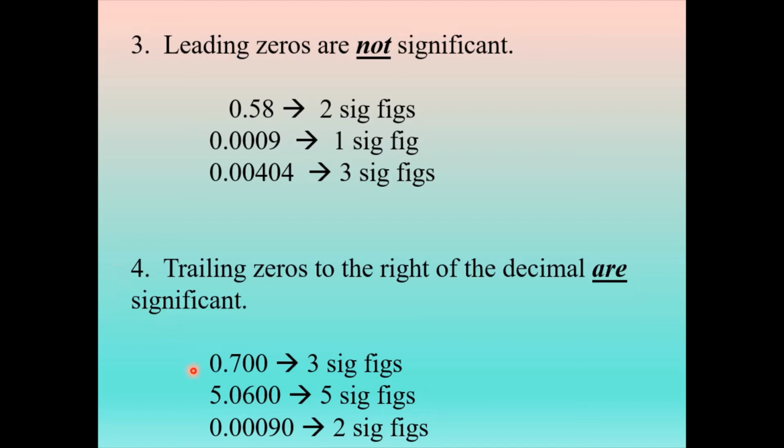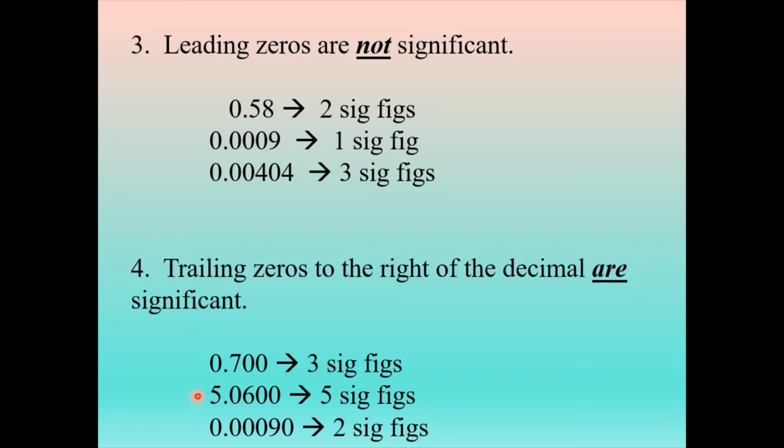So the number 0.700, now here's our decimal point right here. These 2 zeros here, remember, these are called trailing zeros. These are significant because this number here tells us that this number is precise out to this 3rd decimal place. So we have to count them. So this is 3 significant figures.